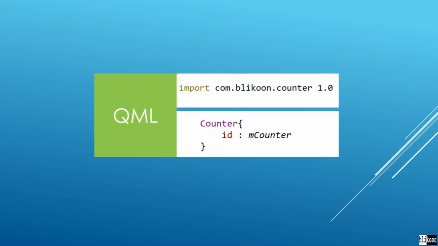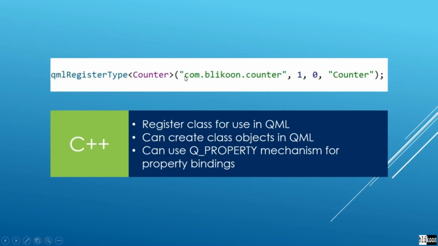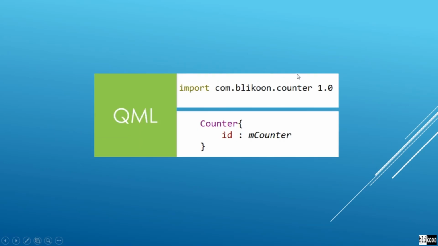On the Qt-Quick side, you have to import your module. And you see the name we used here, com.blikoon.counter 1.0, is what we used to register the type, and 1 is the major version and 0 is the minor version. You have to import like this, and then you can instantiate your counter like this. I know this might not make sense yet. We're going to go to Qt Creator and show you how to use this exactly.